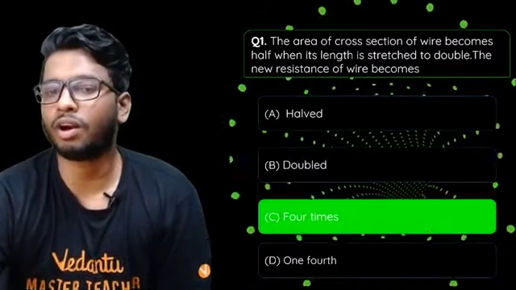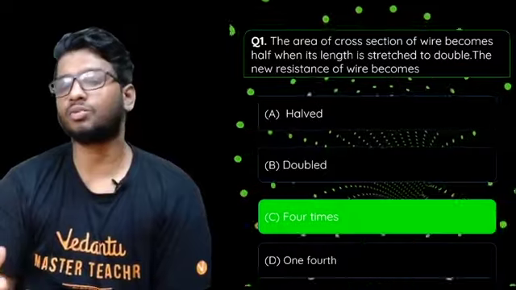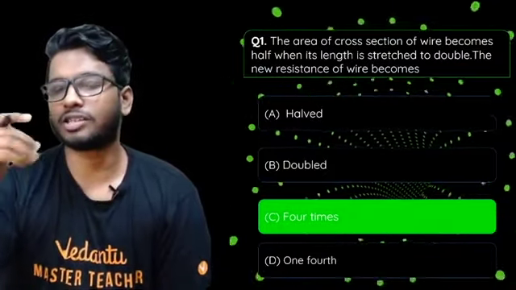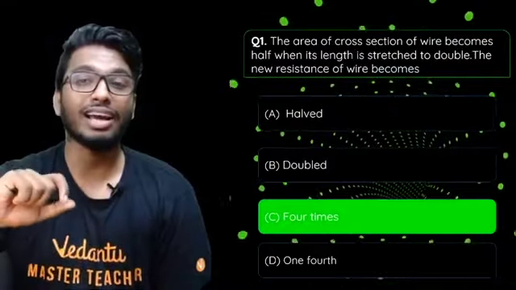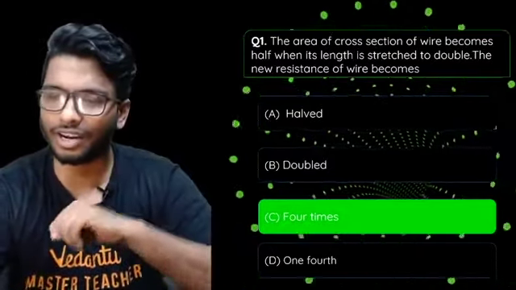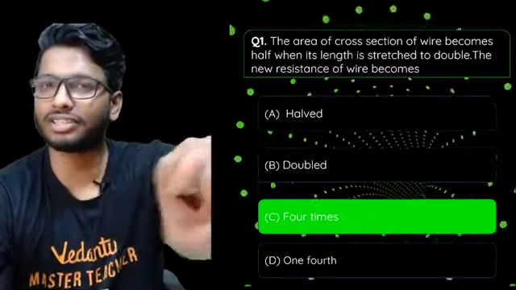So the right answer, guys, would be option number C. If the cross-sectional area has been decreased to half and the length of it has been doubled, then the resistance would increase 4 times. That is what it means. Alright guys, anyways, moving on to the second question. I hope you guys understood this question.